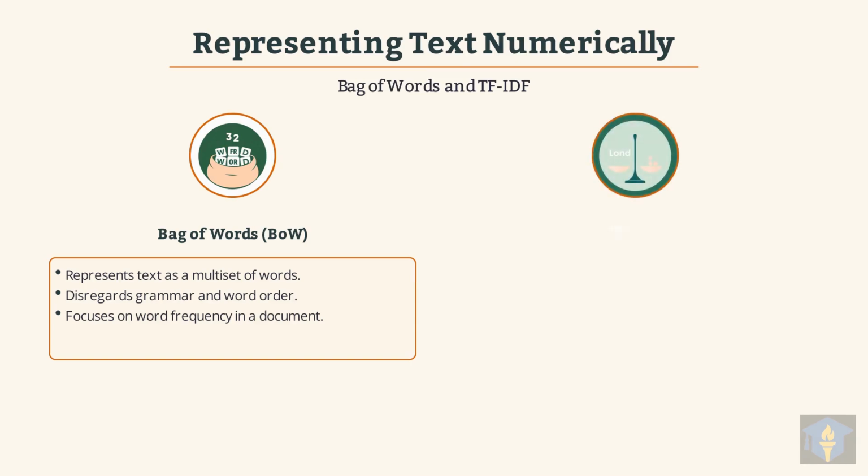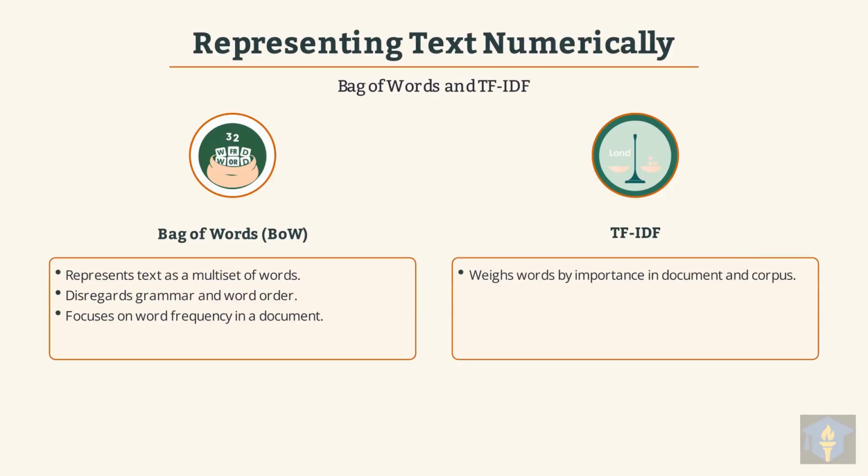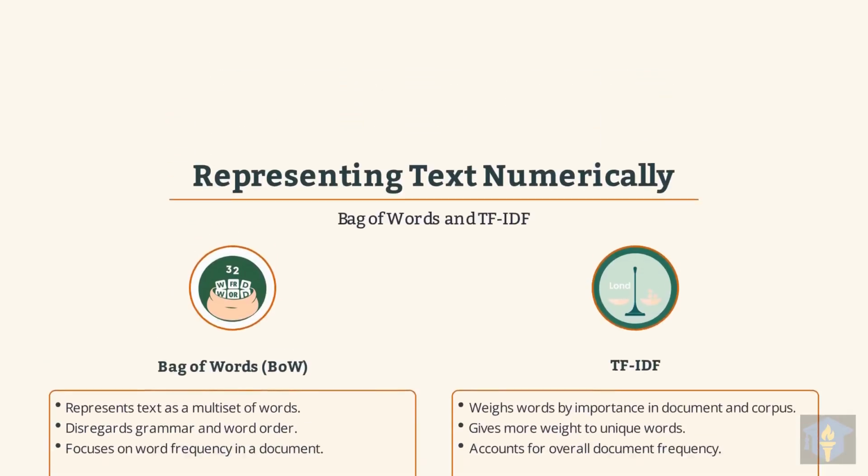Next, we have TF-IDF, which stands for Term Frequency Inverse Document Frequency, a more nuanced approach. TF-IDF assigns weights to words, considering their importance both within a document and across the entire collection. This method smartly gives more significant weight to words that are unique and distinctive. It also carefully accounts for how often a word appears across all documents, known as its overall document frequency.